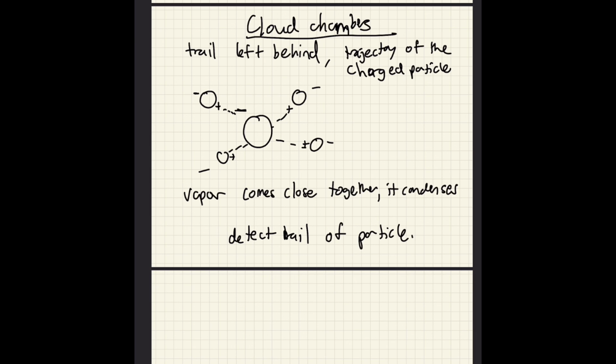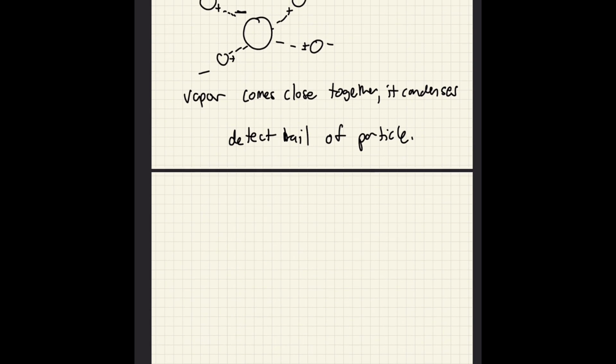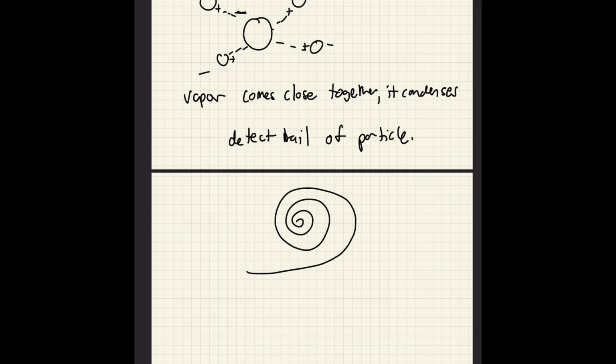And if you use a magnetic field, because the particle is charged, it will bend in the magnetic field, and you can see where it went. If I use a magnetic field, I can detect the charge. I can also detect the radius. And as you can see, the radius decreases because the particle loses energy.